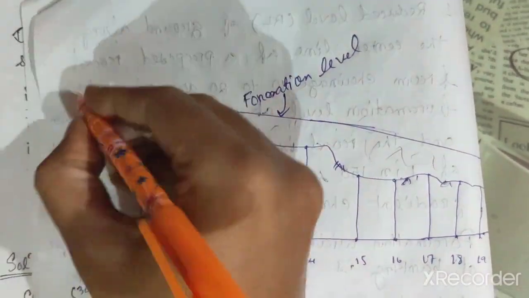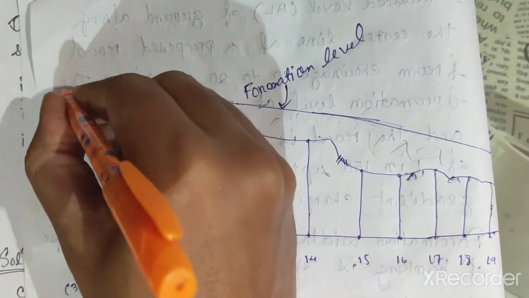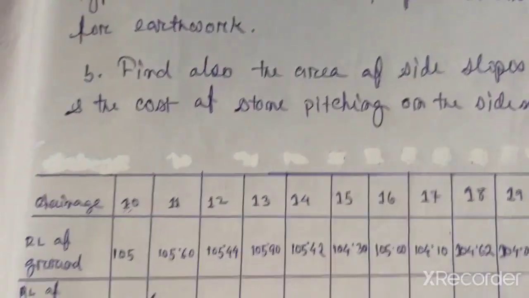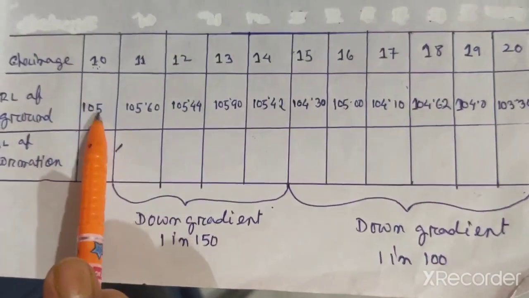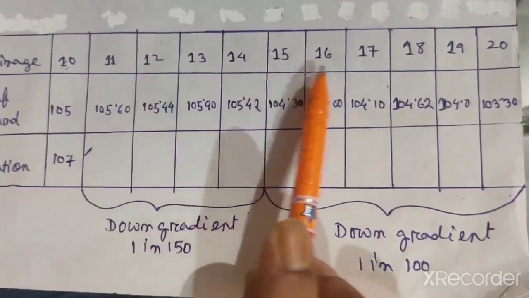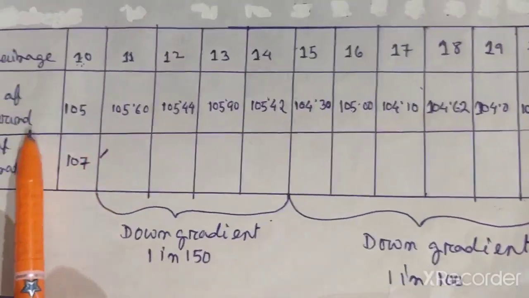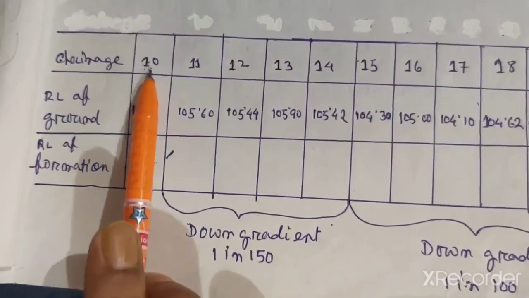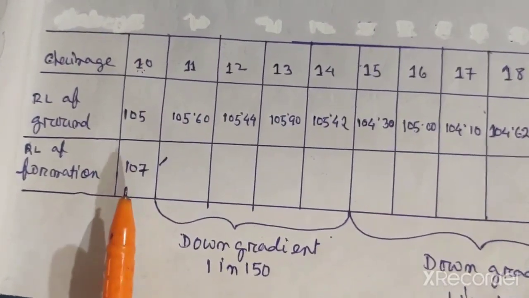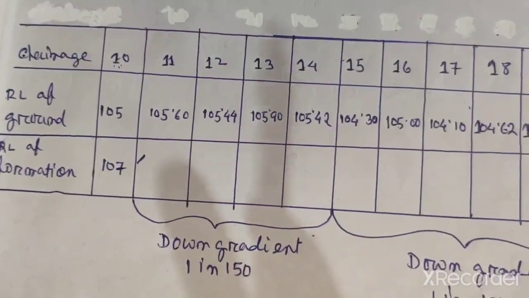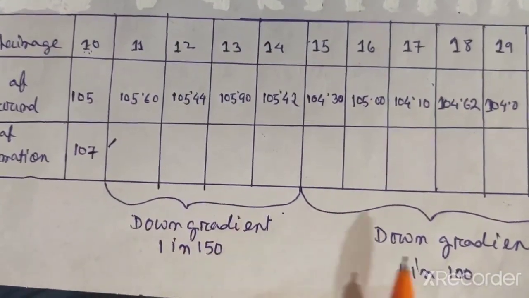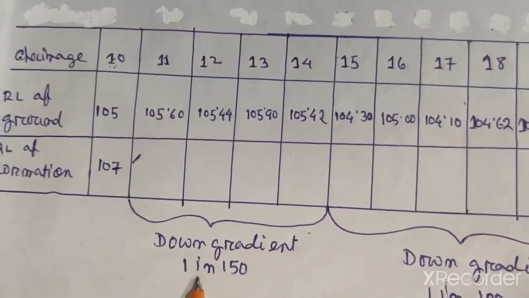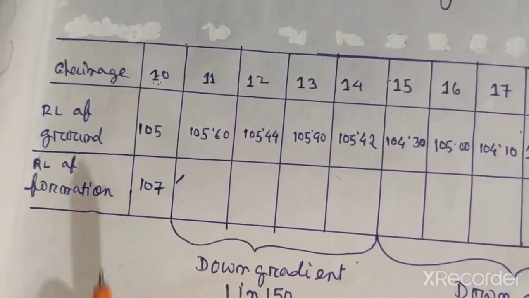Now, the very beginning RL of the formation level is given. It is given as 107, as you can see. The RL of ground at every chain, 10, 11, 12, 13, 14, 15, up to 20, is given. But the RL of formation at the very beginning is given. At chain 10, the RL of formation is 107. The rest we have to find out. How can we find out? We can find out from this downward gradient. So from chain 10 to 14, the downward gradient is 1 in 50, and the very beginning RL of formation is 107.